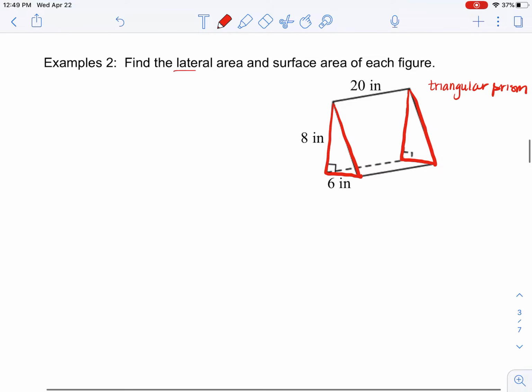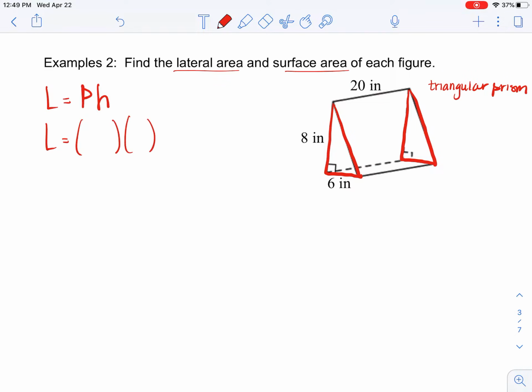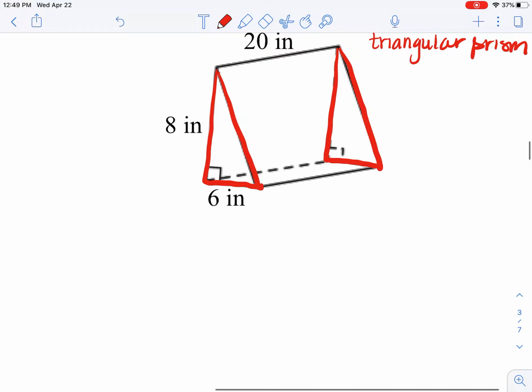All right, so this says find the lateral area and surface area. So let's start with lateral area. Lateral area is equal to the perimeter of the base times the height of the prism. So I need the perimeter of the base and the height of the prism. So here's where people make mistakes.